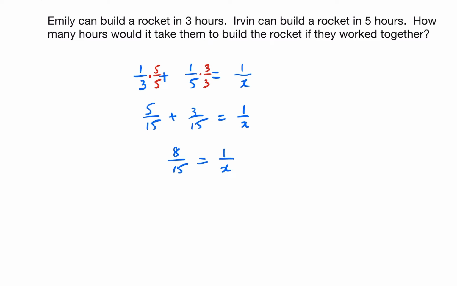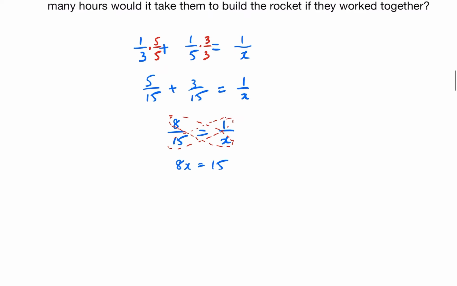Then what we're going to do is we're going to cross multiply. I'm going to just note this here. We're going to cross multiply these, meaning 8x is equal to 15 when we cross multiply. And then the last step here is going to divide by 8 on both sides so that we can isolate x, and our answer becomes 15 over 8. All right? So that is how you solve these types of problems.